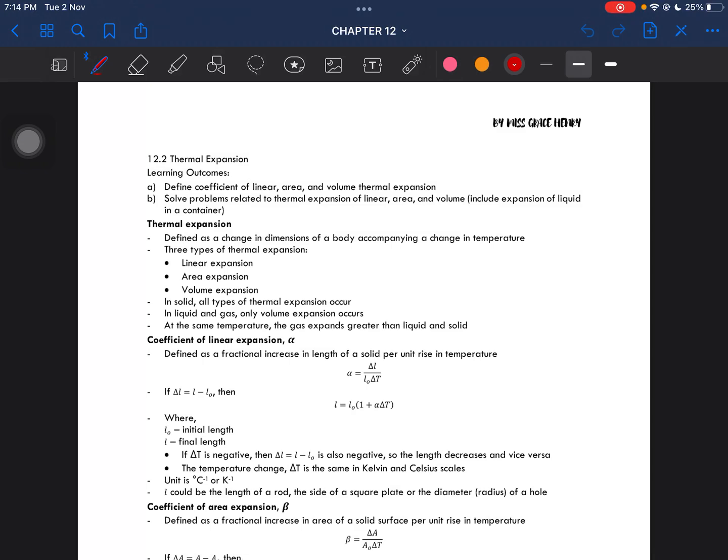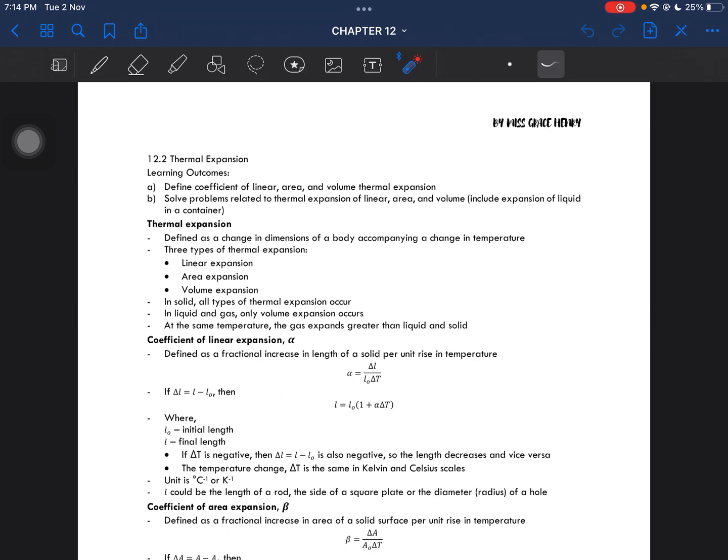Right, moving on to the second subtopic, which is on thermal expansion. In this subtopic, you should be able to define the coefficient of linear, area and volume thermal expansion, and lastly solve problems related to the thermal expansion of all three of these.